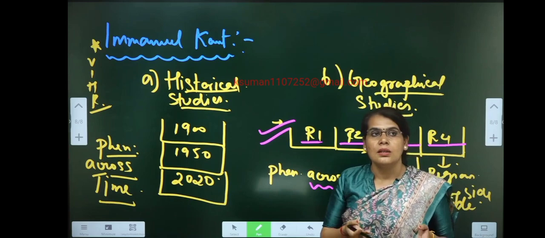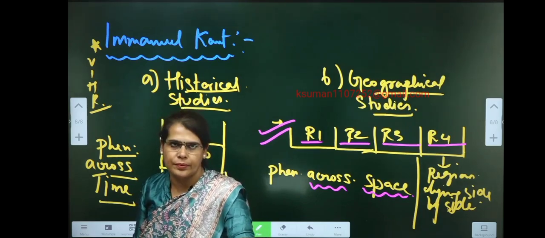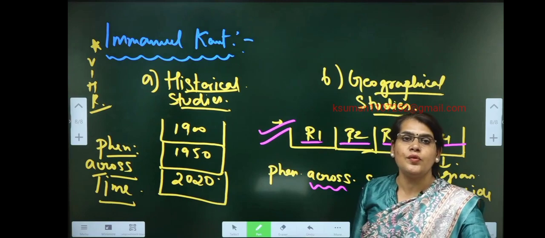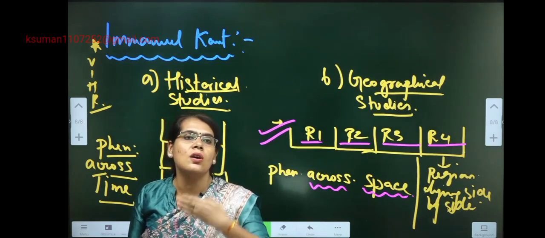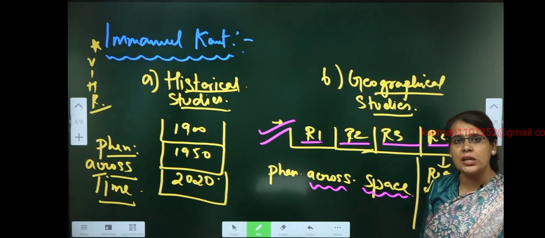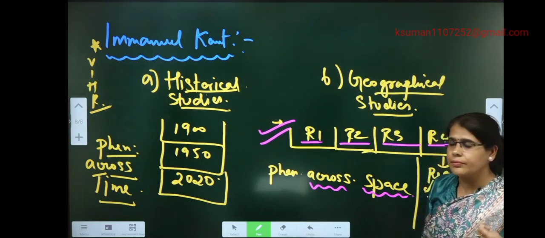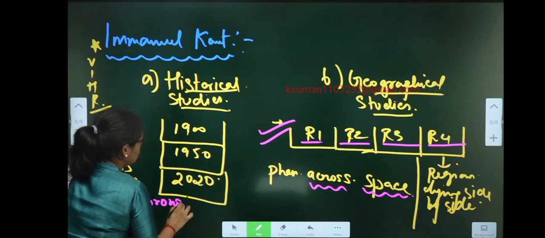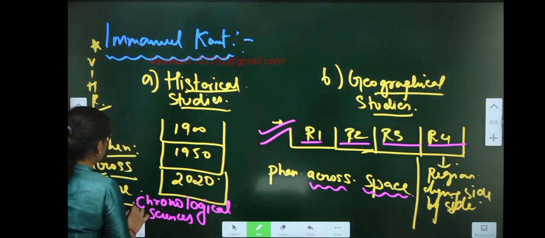Historical studies. We are trying to understand the phenomena across time. What have been the changes across time, right? So for example, what were the developments in 1800s, 1850, 1900s, 1950, 2000, 2020, what will be the changes in 2050, etc. So we are trying to understand the phenomena across time. Hence, these are the studies which are studying the chronology. So these become the chronological sciences, because it is studying the chronology.